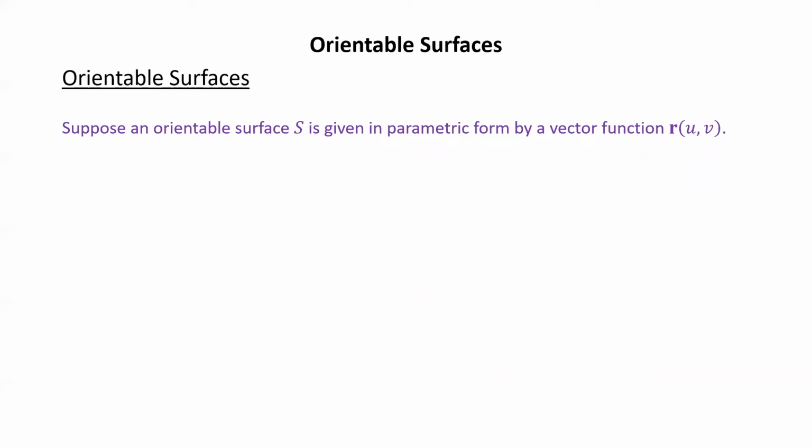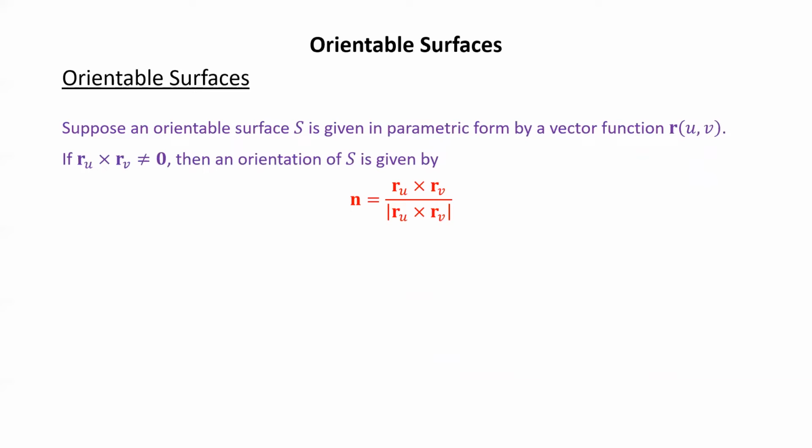Alternatively, suppose an orientable surface S is given in parametric form by a vector function r of u, v. If the cross product of the partial derivatives is never 0, then an orientation of S is given by the cross product of the partials divided by the length of that cross product.